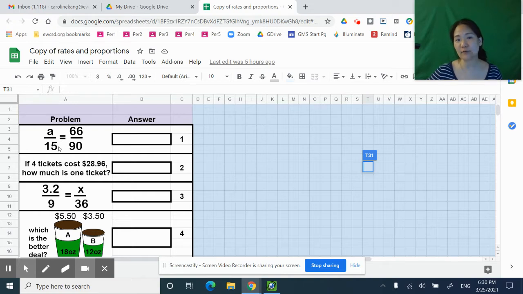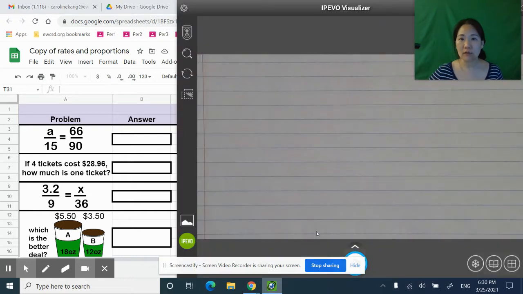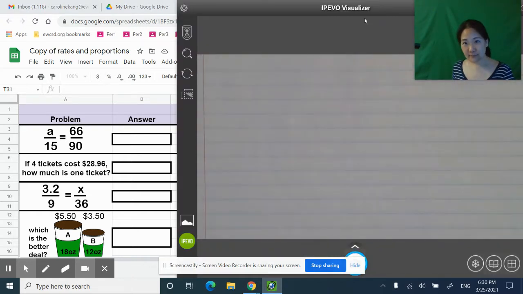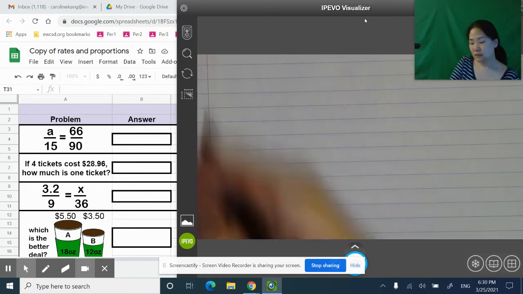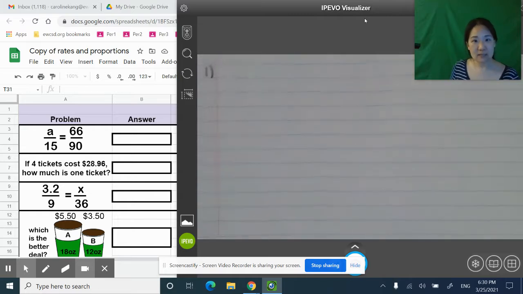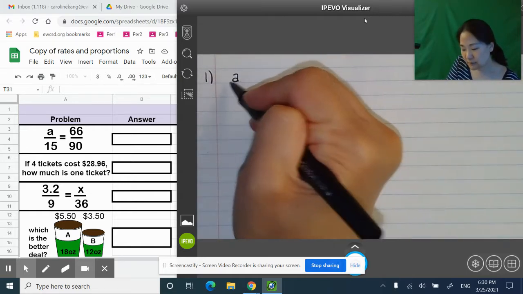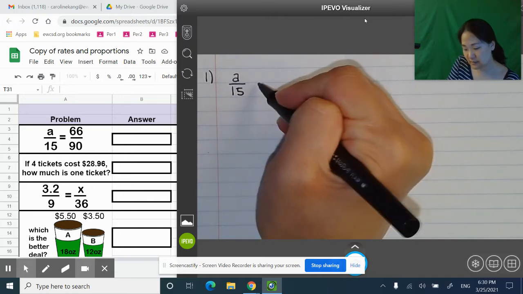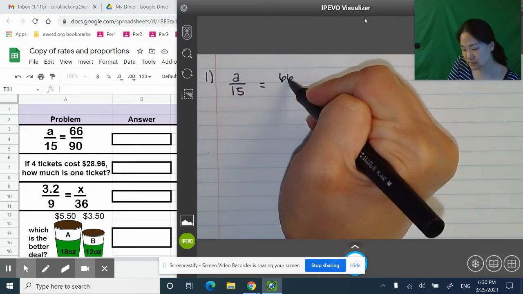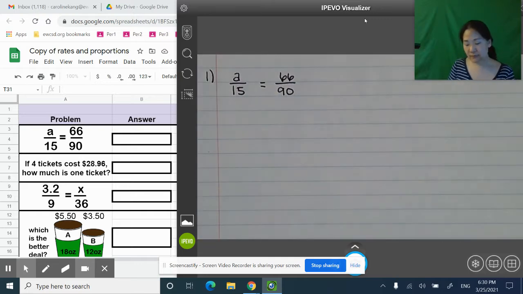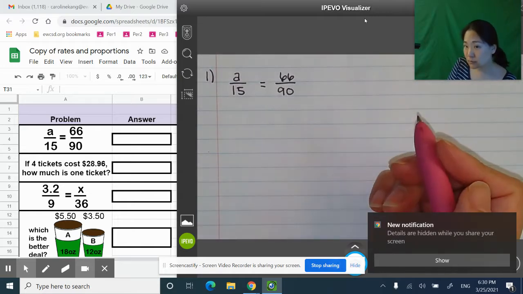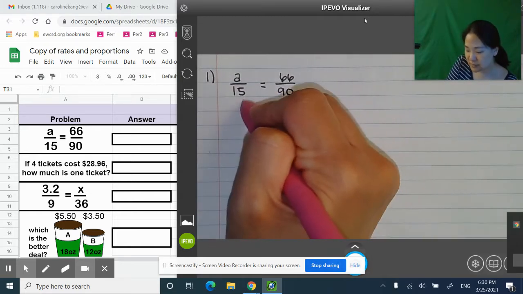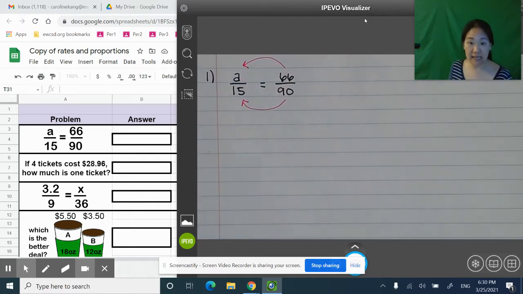Number 1, it says A over 15 equals 66 over 90, and you're looking for A. So I have my paper right here. I'm going to copy down the problem. A over 15 is equal to 66 over 90. And remember, you always want to solve going towards the variable. So you are going from 90 to 15 and 66 to A.